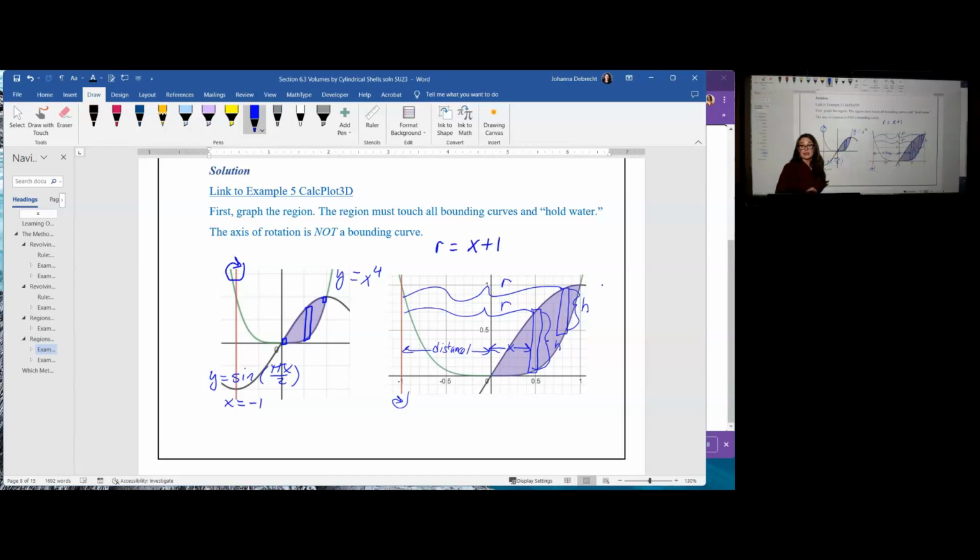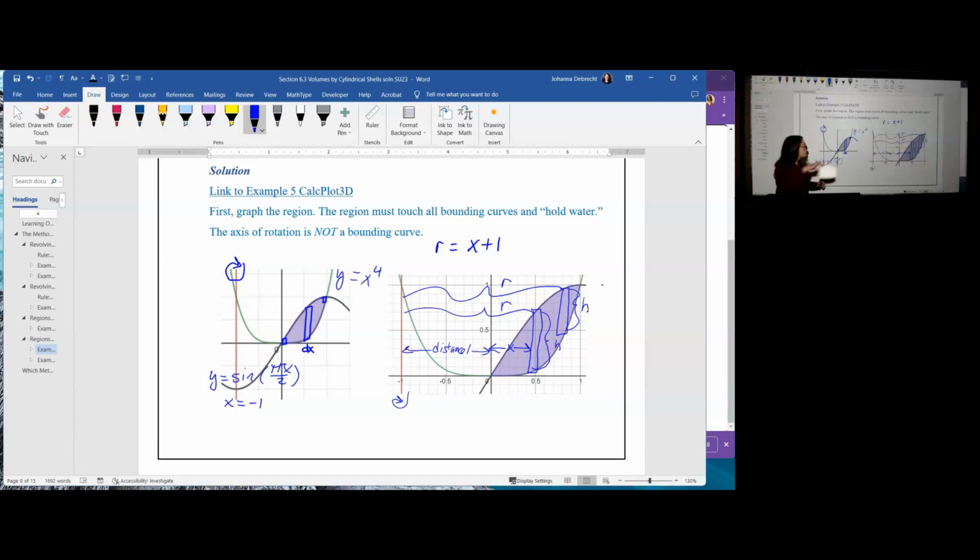Can we leave it as x plus 1? We need to determine what the differential is. In this case, since the axis of rotation and the rectangles are all vertical, the differential is given by dx. So we can indeed leave the radius as the expression x plus 1. Now let's look for the height of the cylinder.